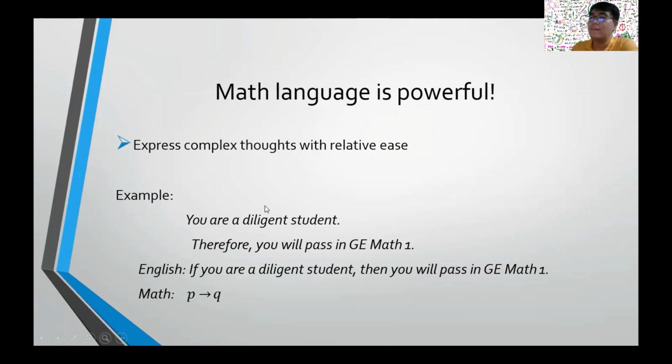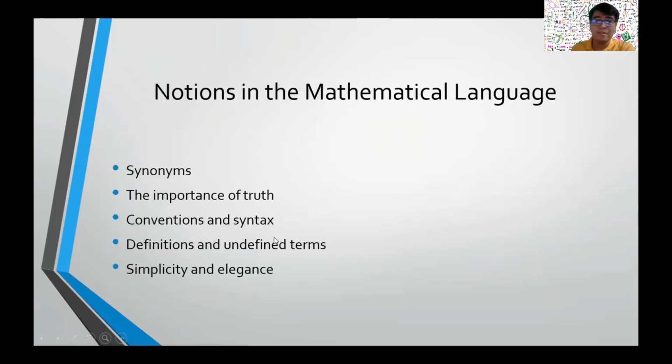Also, math expresses complex thought with relative ease. For example, we could say, you are a diligent student. Therefore, you will pass in GEMath 1. In English, if you are a diligent student, then you will pass in GEMath 1. In math, we could just say if P then Q. So, it is able to express complex thoughts with just relative ease.